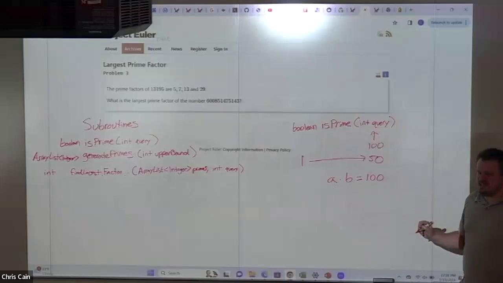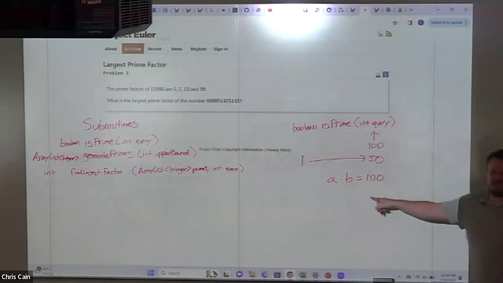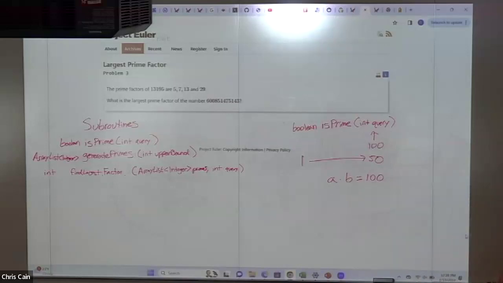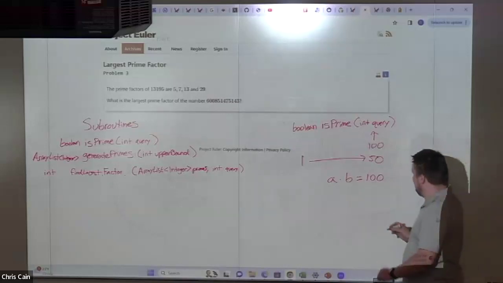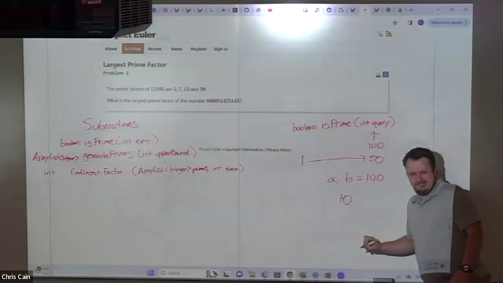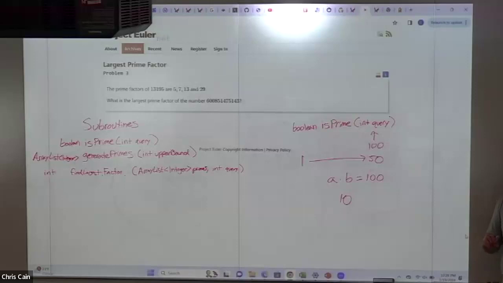This would be the case if multiplication weren't commutative. Does everyone know what I mean by multiplication being commutative? That means that A times B is equivalent to B times A? Yes, why 10? Well, because it's the largest it will end up being. Yeah, exactly, it's the square root.